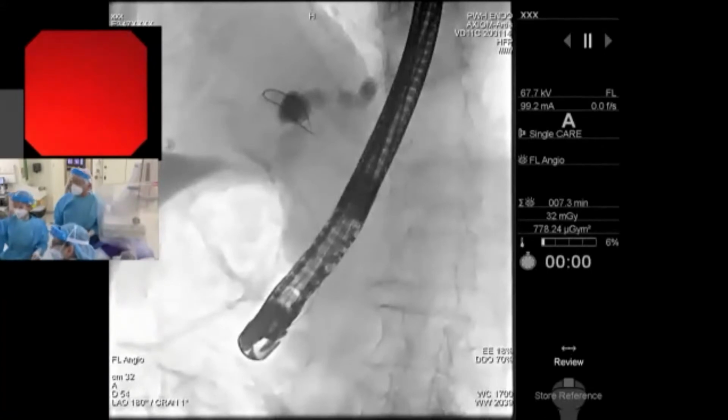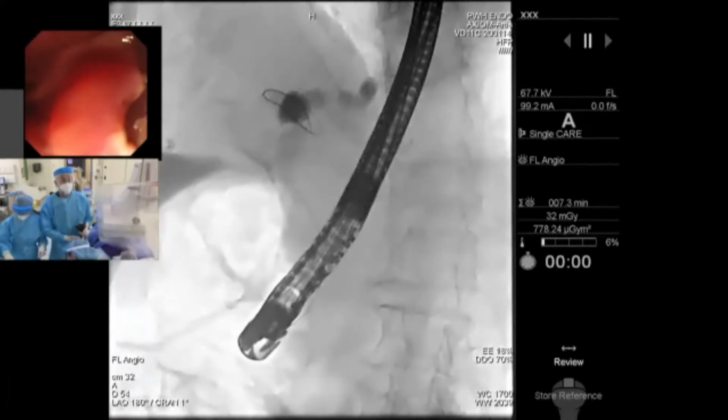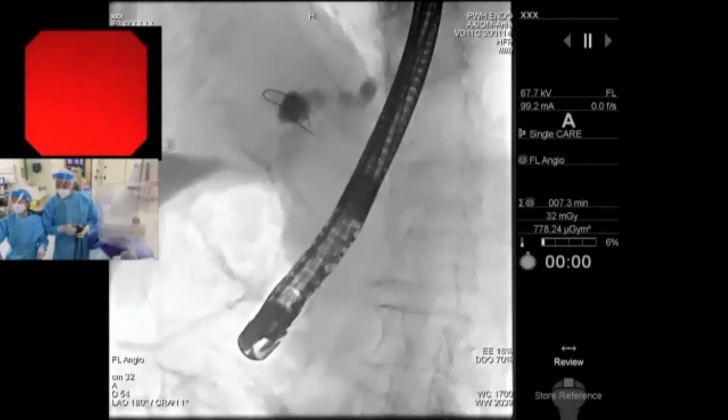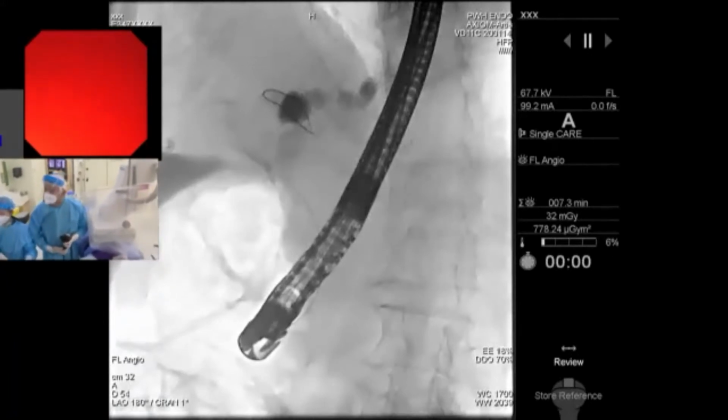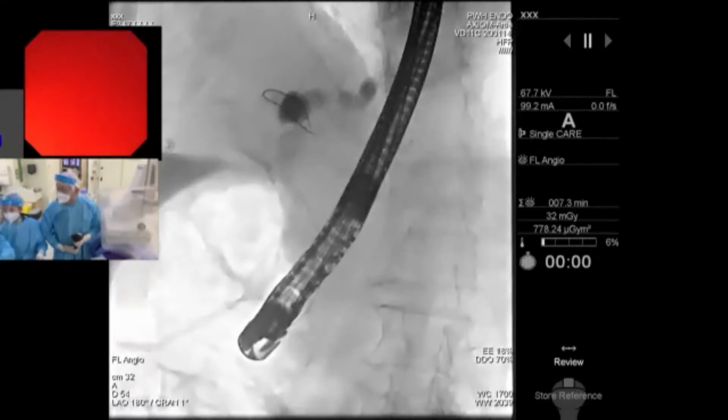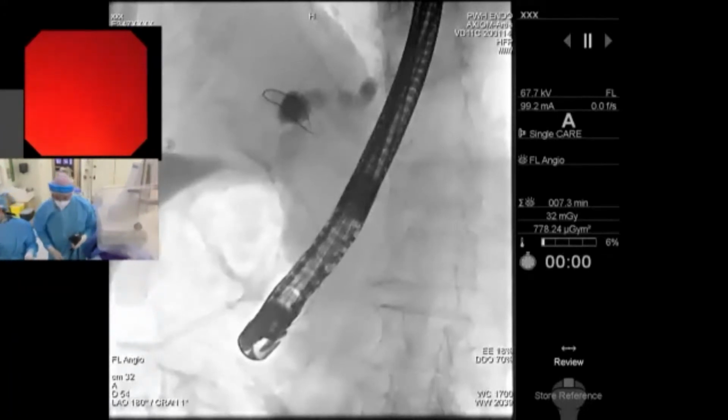When you are planning to do a spy, do you try to avoid injecting contrast beforehand, just to avoid the difficulty in maneuvering? Can you repeat that question? Sorry. When you are planning to do a spyglass, do you try to avoid injecting contrast beforehand? Would that make a difficulty in maneuvering the spy inside the bile duct? I don't think so, because with the spy, there is a water irrigation function, and also a suctioning system. So I don't think it really matters whether you inject contrast or not.